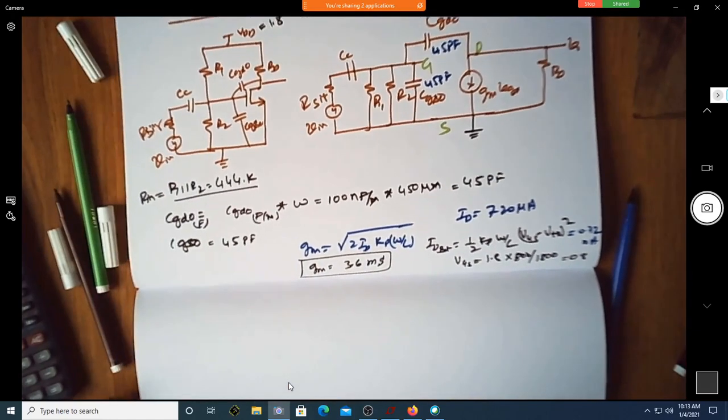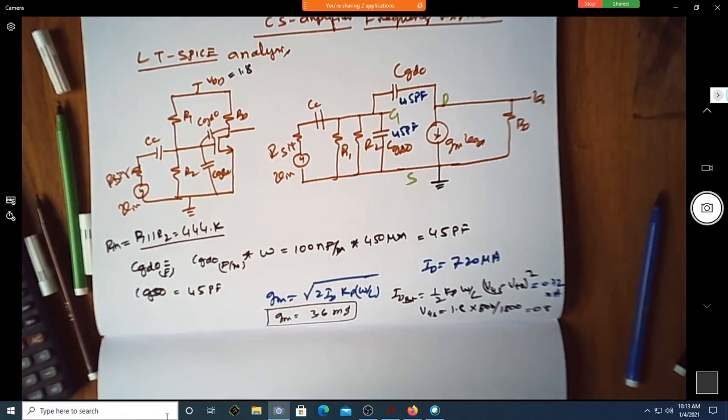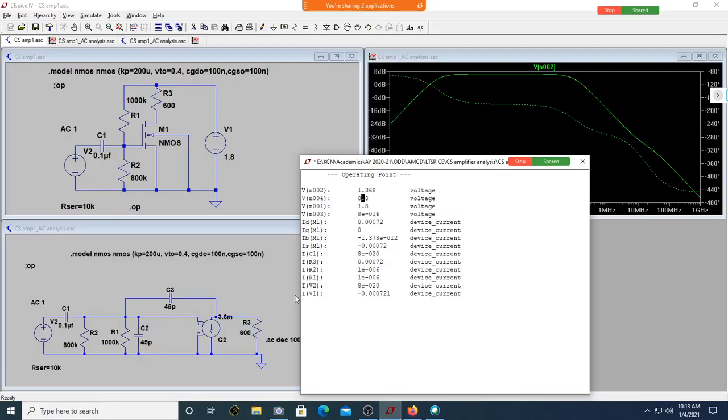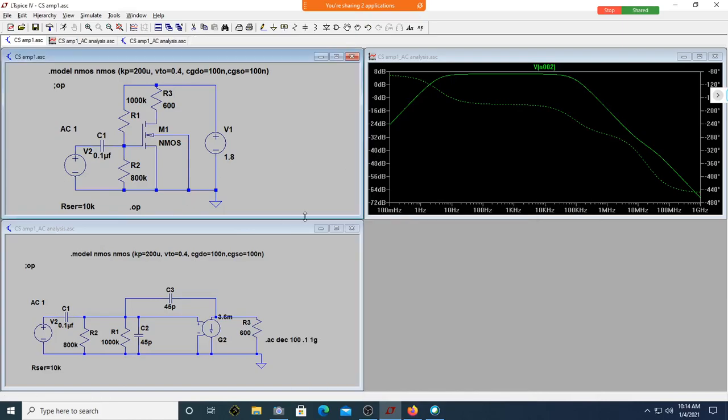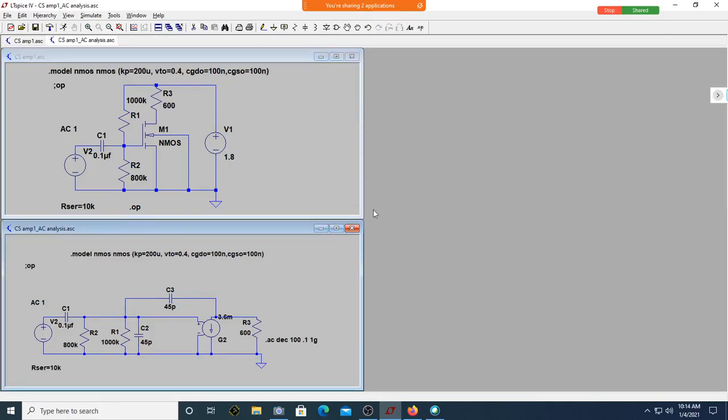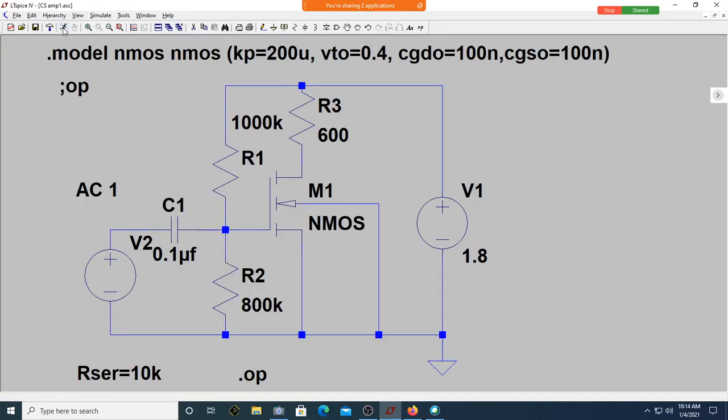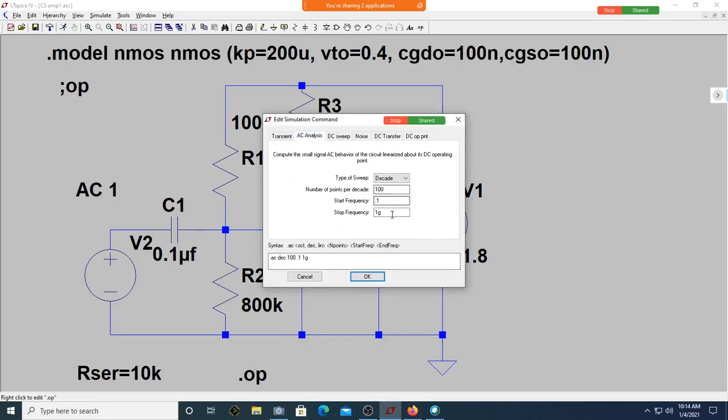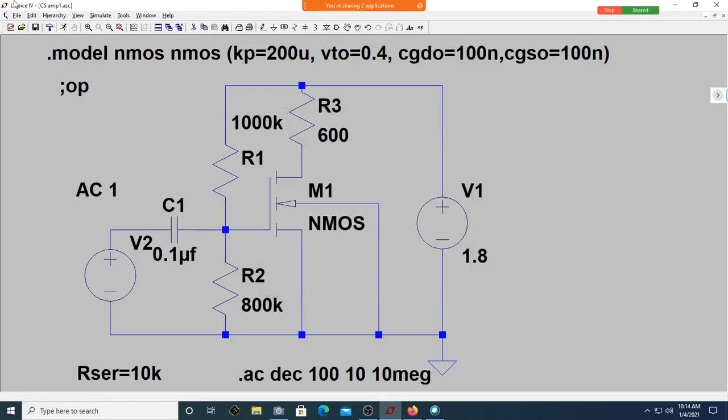or it is 720 microampere. Okay, let me just try to simulate this circuit as it is. Let me just take out this, take out this also. Okay, if I do dot AC of this, I'm starting with maybe 10 hertz, going up to 1 gigahertz, or just make it up to 10 megahertz, 10 MEG, because we know that megahertz is edited as MEG. It's not capital M.